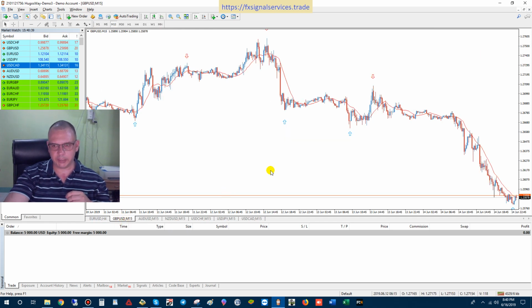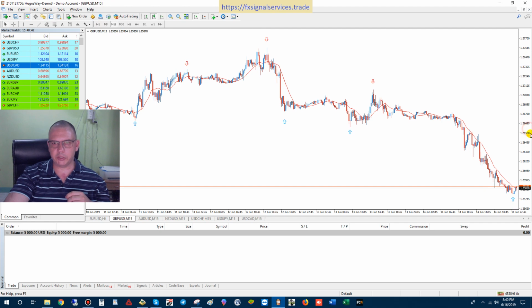Moving on to GBPUSD on the 15-minute chart, we can see that this price was stagnant for a while last week, kind of moving in a horizontal fashion, but then gradually tapered off and dropped, right? So now it's sitting at a fairly strong level of support.